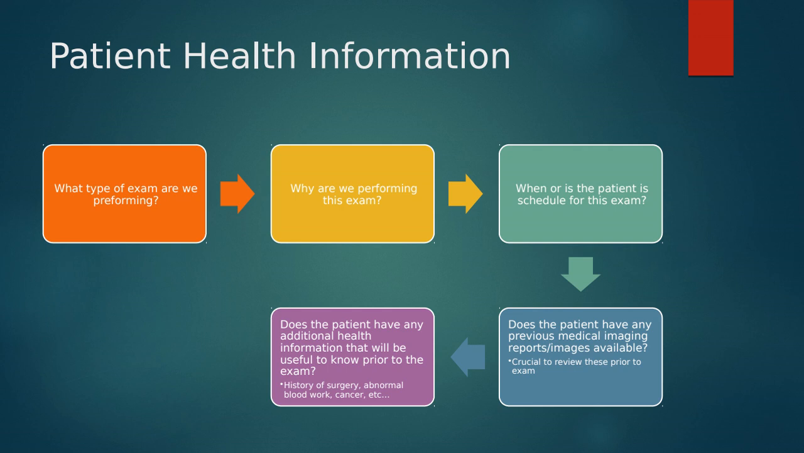So once we are confirming our work list, confirming that the exams on our schedule make sense for the reasons, and we have an order from the doctor, there are certain things that we have to double check and make sure that if there's any missing information, we know how to go about finding it. So what type of exam are we performing? Why are we performing this exam? When is the patient going to be scheduled for this exam, or is the patient even scheduled for this exam? Does the patient have any previous medical imaging, whether that be reports from previous exams or the actual images available?